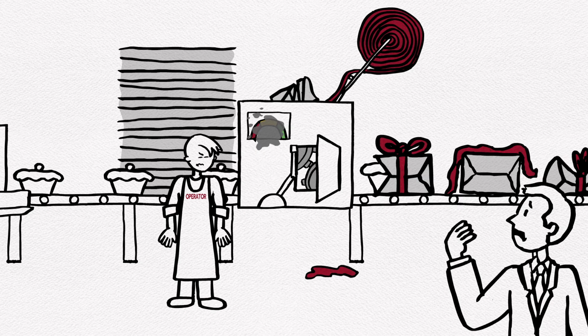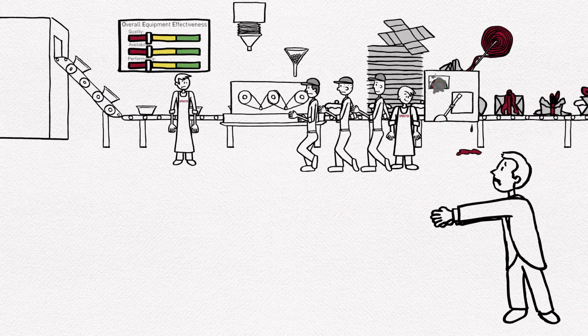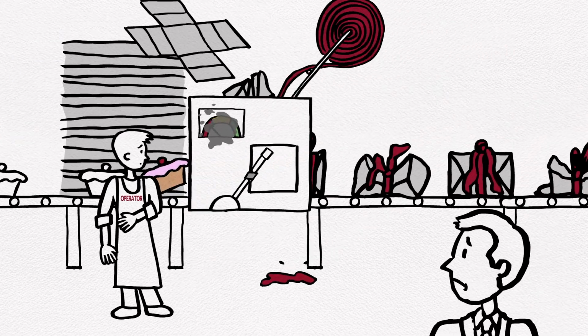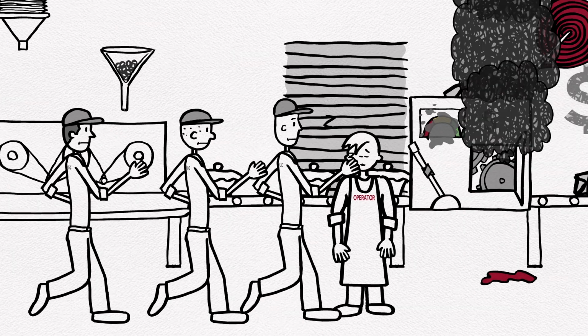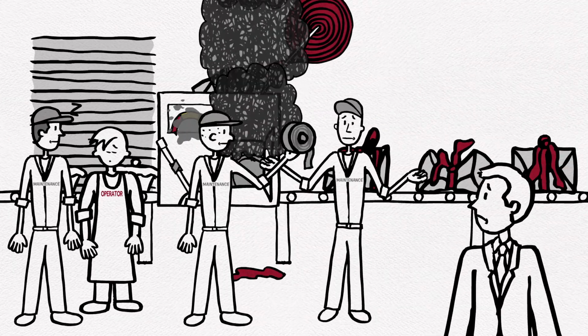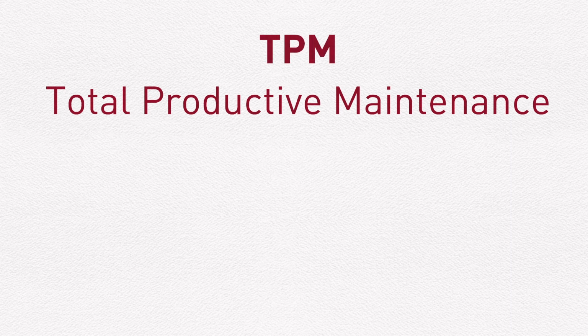And if your company's approach is to wait until something breaks, do a quick repair, and then go right back into operation, eventually you'll have bigger problems, like long amounts of downtime throughout the company just to replace one small part. And that's where Total Productive Maintenance, or TPM, comes in.